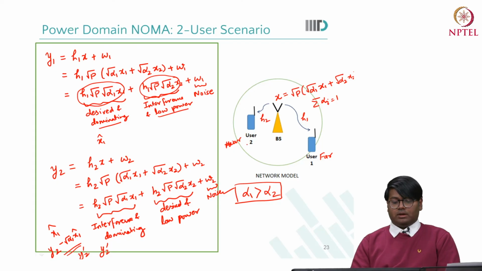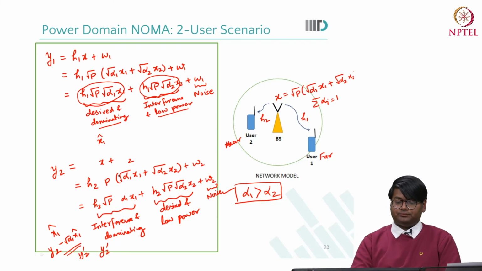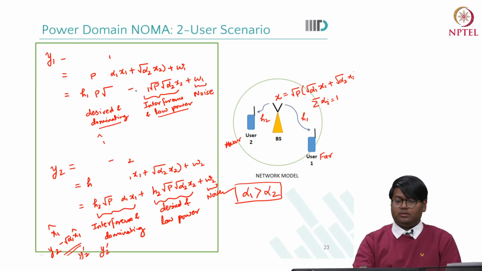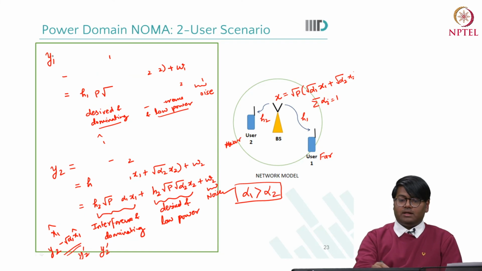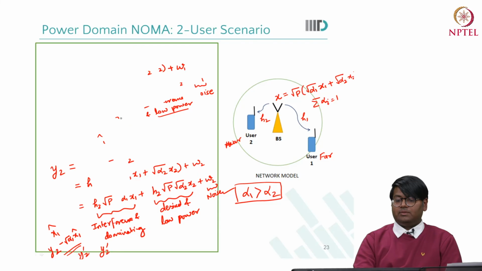Now, let us quickly see a simple MATLAB code which basically shows the power domain NOMA performance for a 2-user scenario.